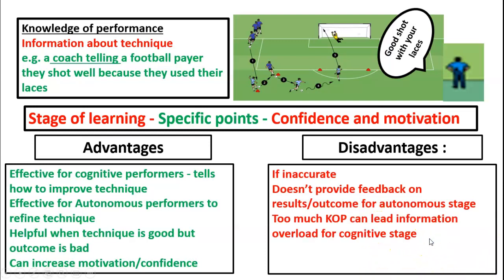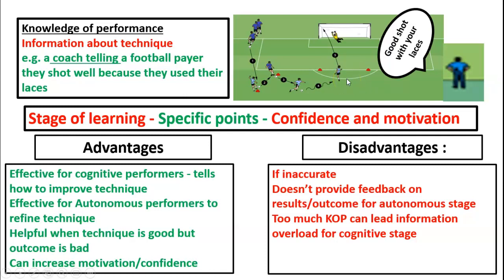On top of that, too much knowledge of performance can lead to information overload for cognitive stage learners. For example, the first time this player has a shot here, they're in the cognitive stage, and the coach is saying, right, you need to get your non-kicking foot by the side of the ball, you need to get your head over the ball, you need to kick through your laces, you need to try and aim, make sure you follow through straight away.